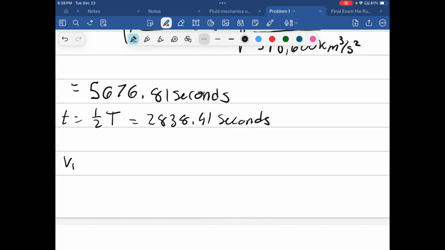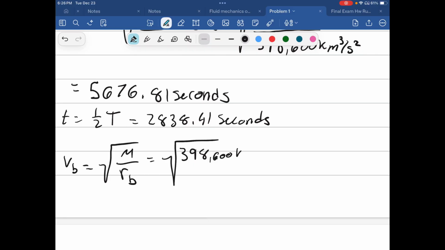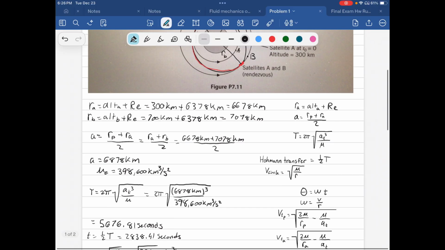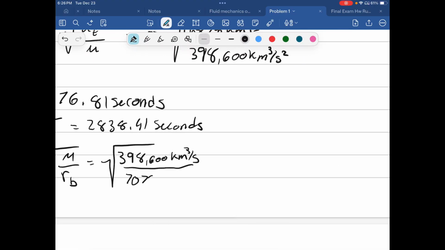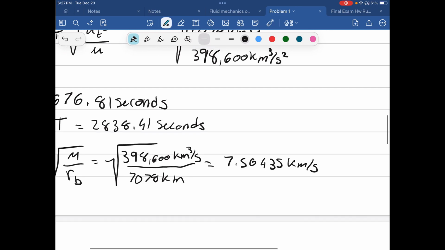So we can say VB equals the square root of mu over RB, equals the square root of 398,600 kilometers cubed per second squared over RB, which we found to be 7,078 kilometers. And that will give us a velocity of 7.50435 kilometers per second, right?